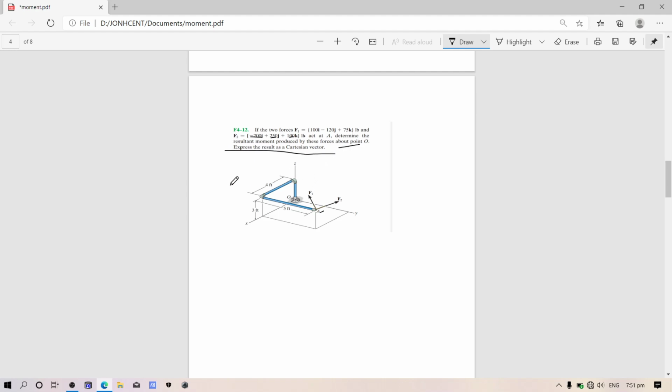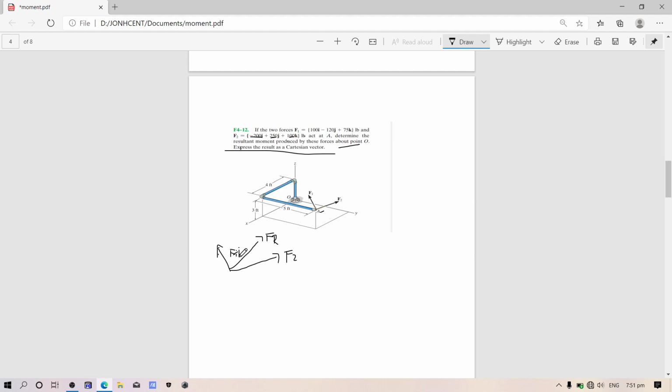So, draw natin yung free body diagram nitong part na to. So, the free body diagram is F1. Okay. This is your F2. Then, this is your resultant. Obviously. So, ito ang magiging resultant natin. F1 to.